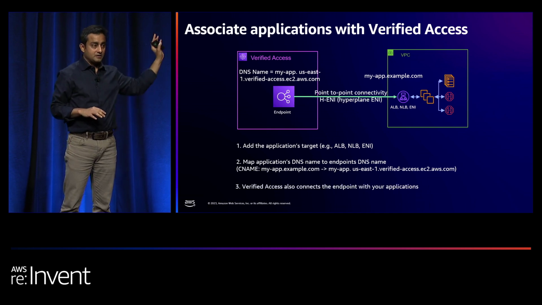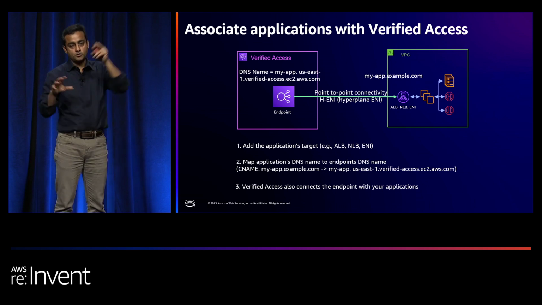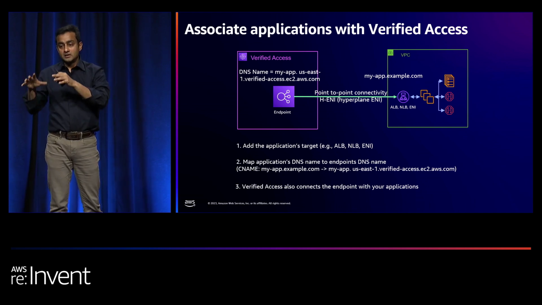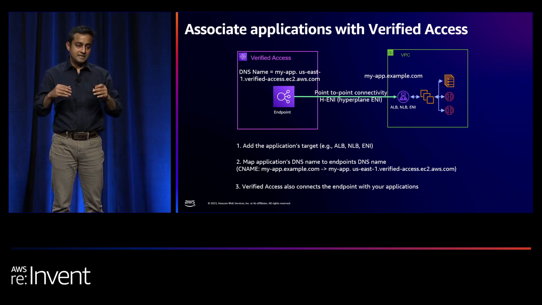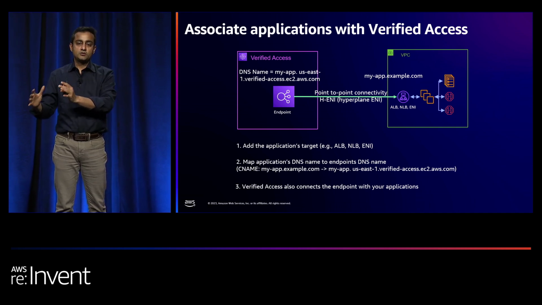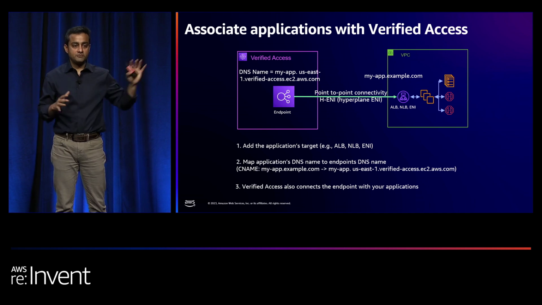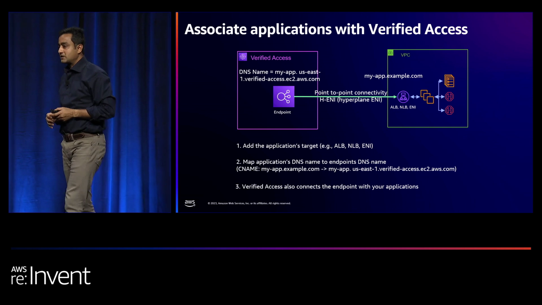The second thing verified access does is that it drops a hyperplane ENI from the endpoint to your application VPC. This hyperplane ENI is a point-to-point connectivity service. It's totally AZ redundant. So from your perspective, you don't have to do any connectivity in the backend to connect the endpoint to your application. We take care of it. From your perspective, you just write policies on when a user can access.